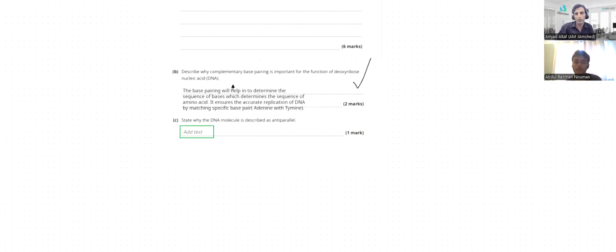State why DNA molecule is described as anti-parallel. It's a one mark question, you just need to add 1 point here. We are not talking about why or any other question. That's simple. What do you mean by this anti-parallel?